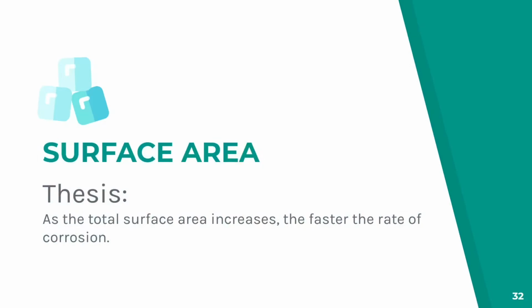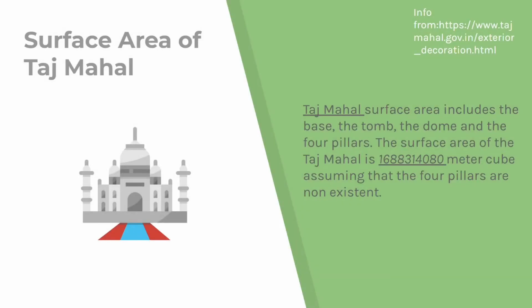Now I will be sharing about how particle size affects the rate of corrosion. Firstly, I will be talking about the surface area of the Taj Mahal. The Taj Mahal's surface area includes the base, the dome, and the four pillars. The surface area of the Taj Mahal is 1688314080 meter cube, assuming that the four pillars are non-existent.